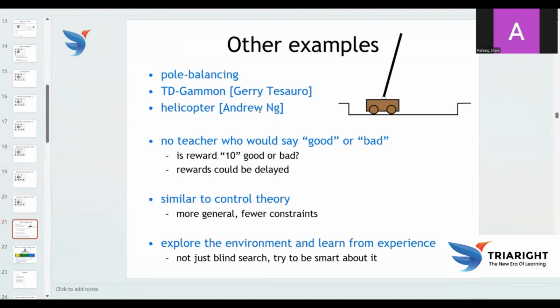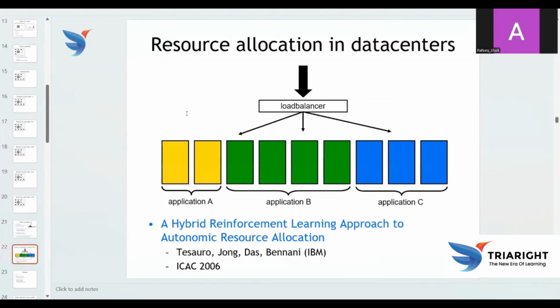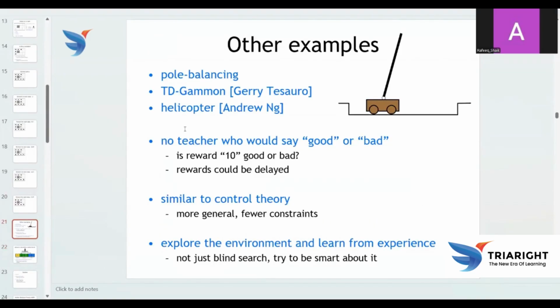So instead of that, we take other examples like pole balancing, TD-Gammon, and helicopter. So here we can say there is no teacher who says good or bad. Is a reward of 10 good or bad? Rewards could be delayed, similar to control theory. And explore the environment and learn from the experience, not just blind search, but try to be smart about it.